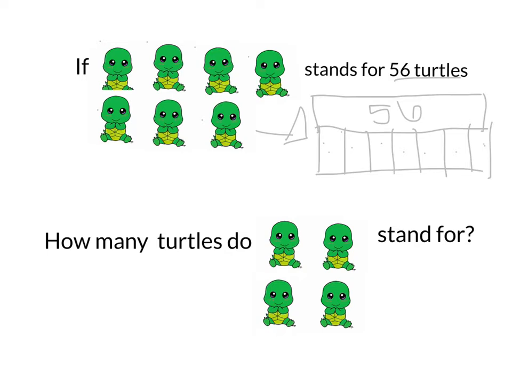Let's try. 8, 16, 24, 32, 40, 48, 56. Mrs. Sexton, each of these turtles represents what number? 8. So you're 8, and you're 8, and you're 8, and you're 8, and you're 8, and you're 8. So each turtle is 8. So if each turtle is 8, how many turtles does 1, 2, 3, 4 symbols represent?